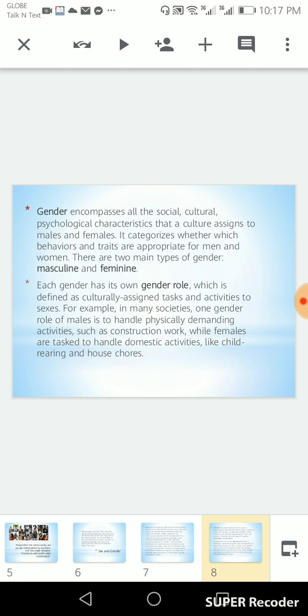So, sa atin dito sa Pilipinas, ang mga babae are expected to be plain housewives, and they are taking care of their children, while men are expected to be professionals, and they are the ones who provide the needs of their family.